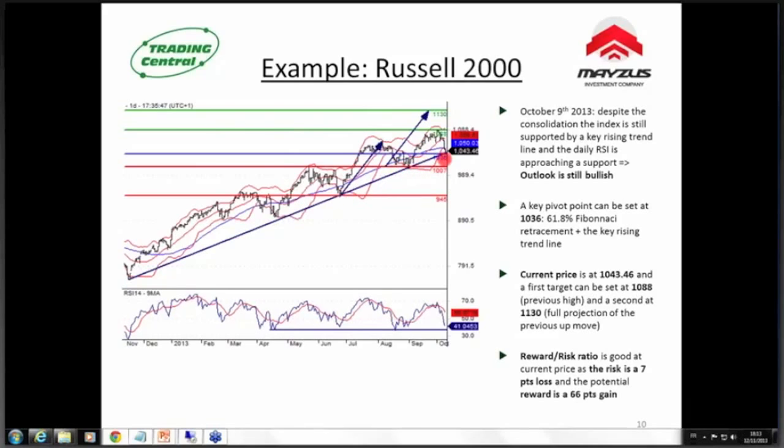So we have two arguments to say that 1036 is a key pivot point and should be a key stop loss. But now it's not sufficient to say yes, it's bullish and I want to buy the index. I have to determine if the reward-risk ratio is interesting.